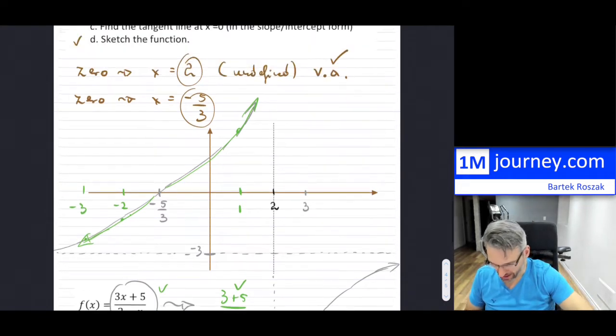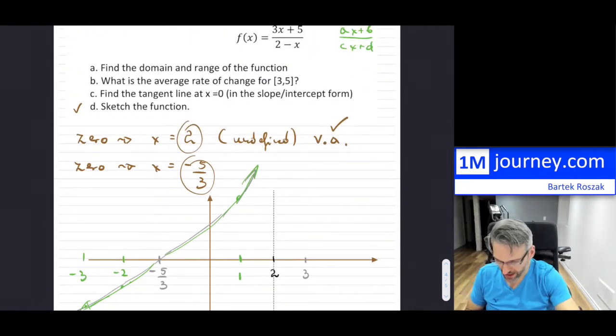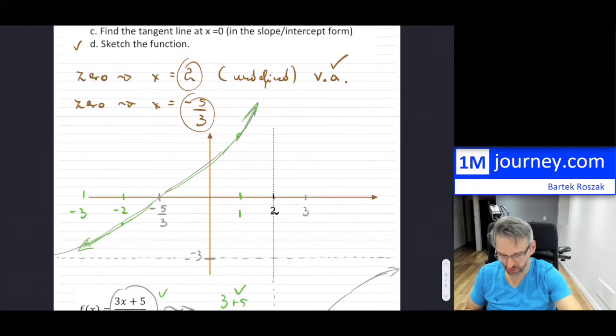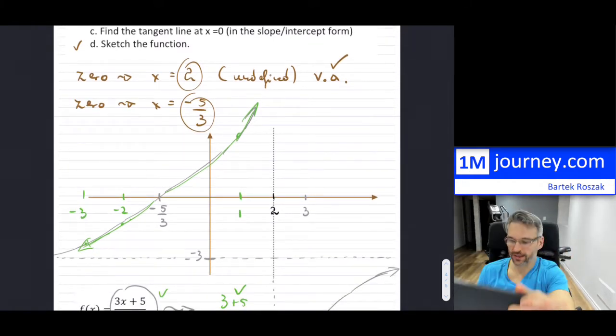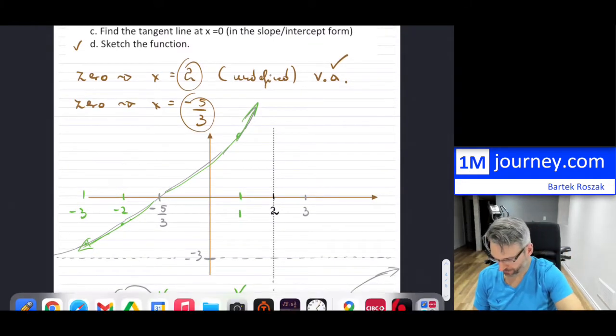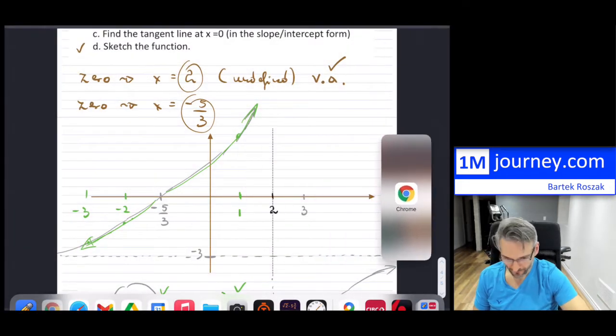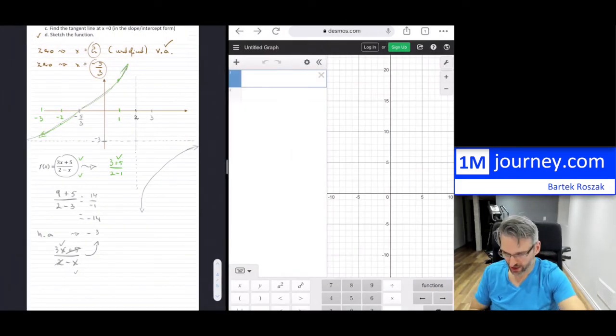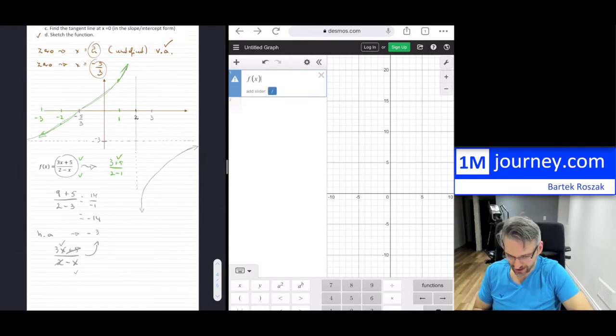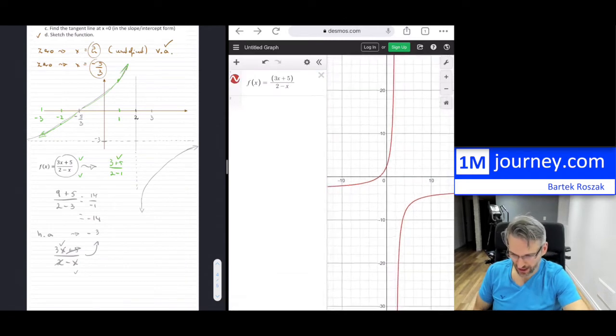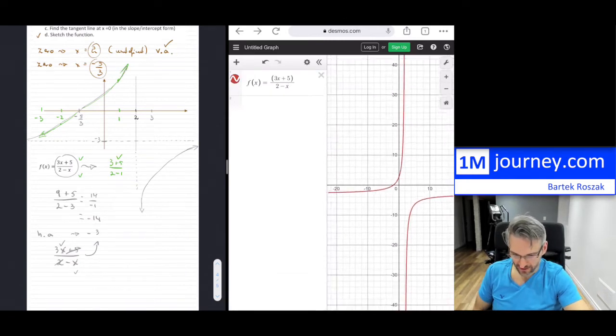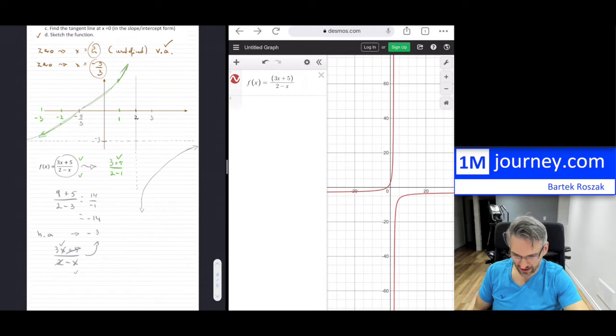Now, I know that it said calculate the average rate and then define the tangent line. We'll do that. But I also want to pop up Desmos and just kind of show you. So what did we have? We had f of x equals... It doesn't tell us to use Desmos, but since I'm doing the solutions, I just want to show you. So look at that. This is exactly what happens.